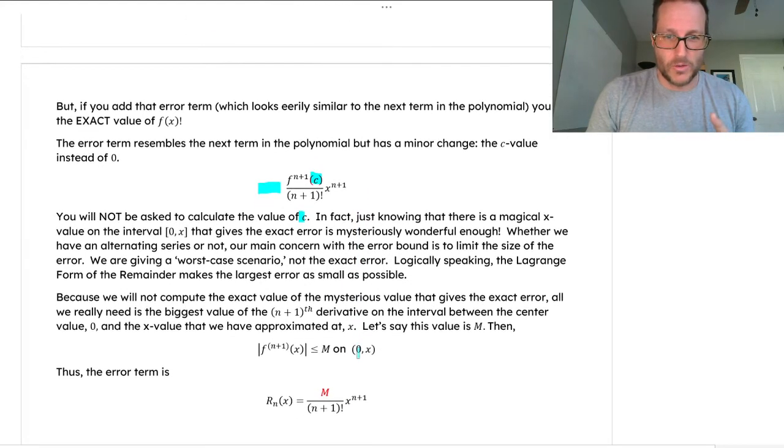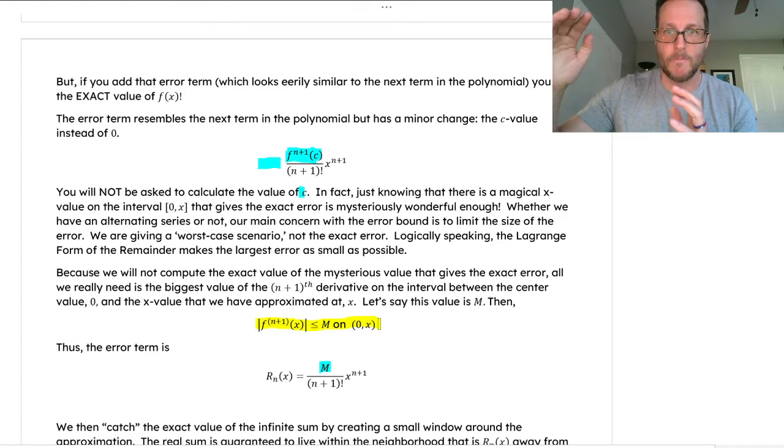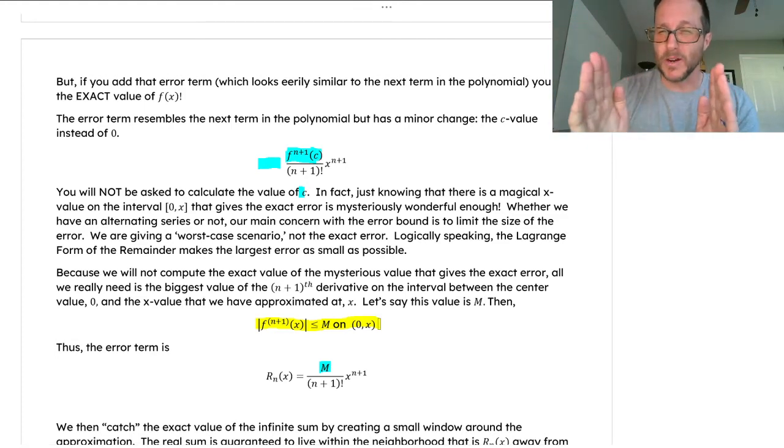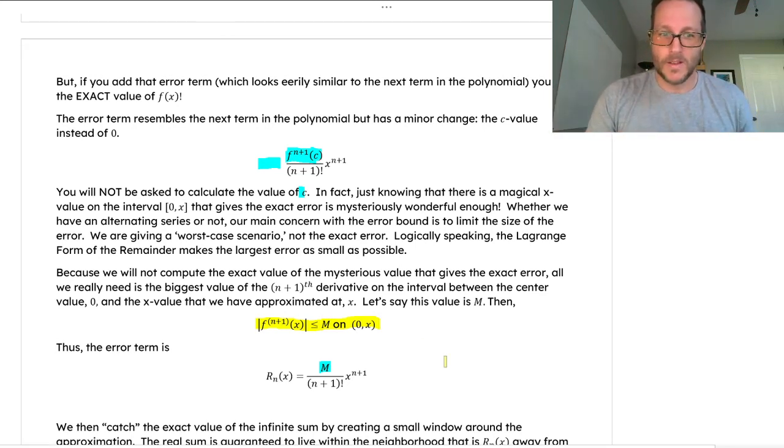So the value of that error term, that whole entire numerator, I'm just going to replace with m. All right? So what I'm saying here is that the value m is just the biggest value of that n plus 1th derivative, absolute value, between 0, the center of the polynomial, and x, the place that we're approximating. Like I said, we could go a little bit bigger. So if we just get the maximum value of that function on that interval, we have gone just a little bit bigger than what the exact error would be. But again, that's okay, because we can go a little bit bigger. We can't go smaller.